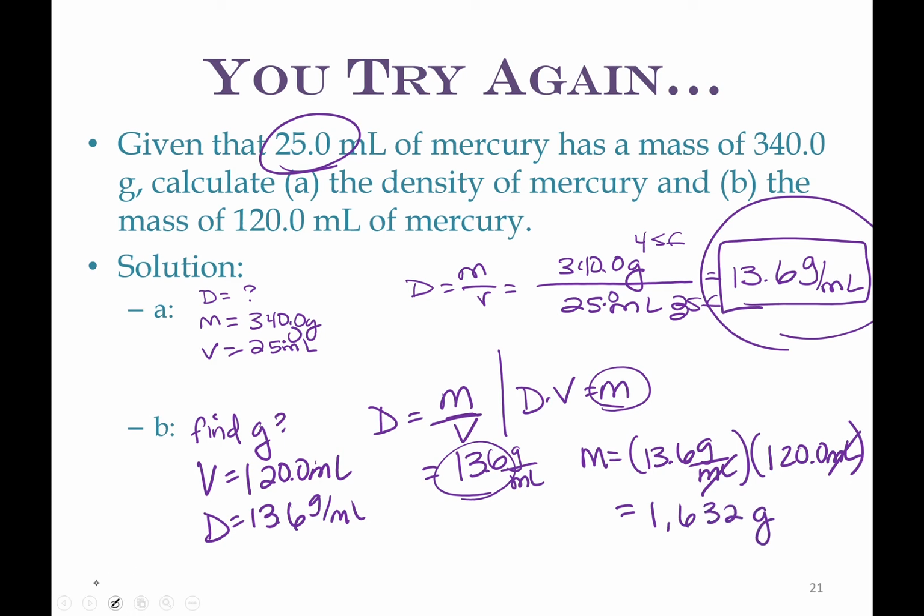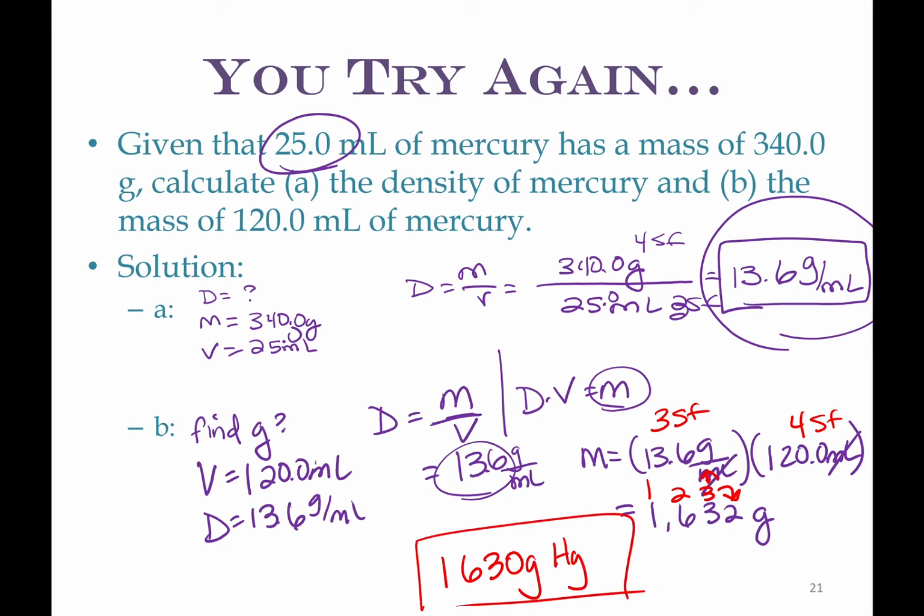Looking at sig figs, we have 3 sig figs here and we have 4 here. So we can have 3 in our answer. 1, 2, 3. We look 1 to the right, so we round up. So our final answer would be 1,630 grams of mercury. And Hg is the chemical symbol for mercury.